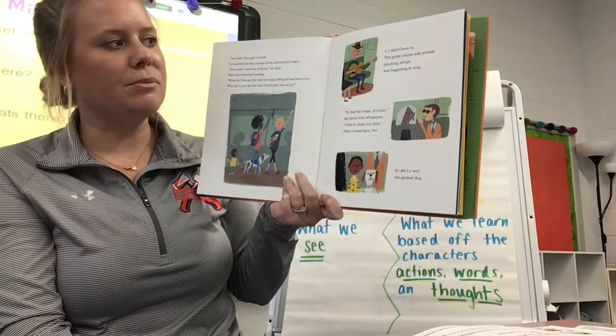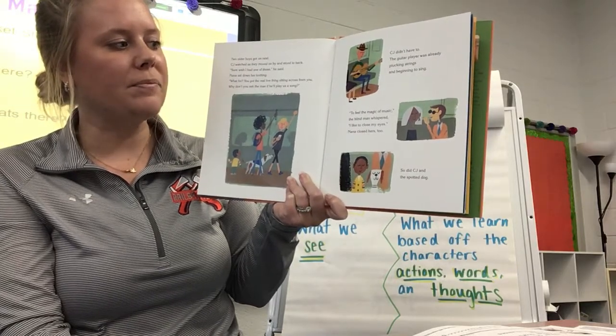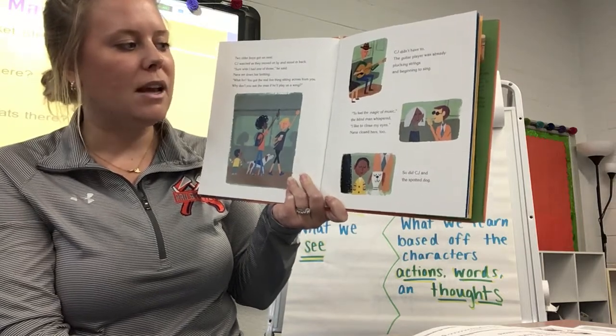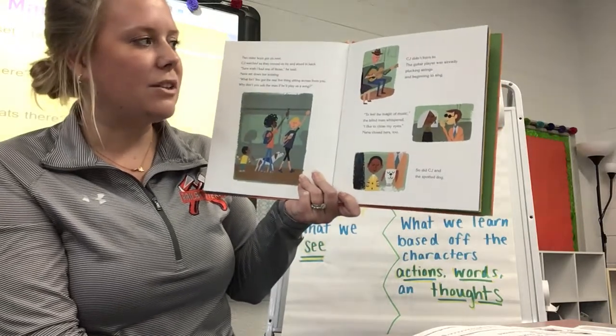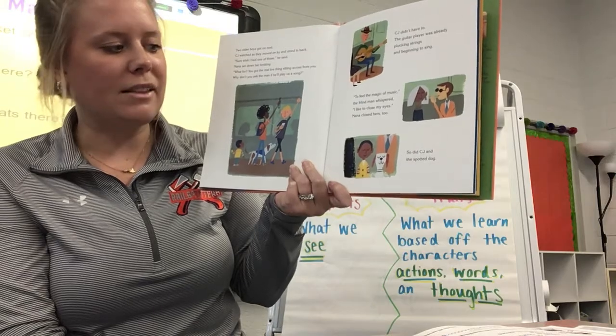CJ didn't have to. The guitar player was already plucking strings and beginning to sing. To feel the magic of music, the blind man whispered. I like to close my eyes too. Nana closed her eyes as well. So did CJ and the spotted dog.